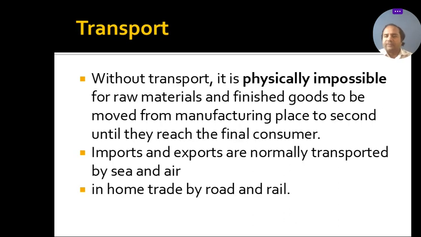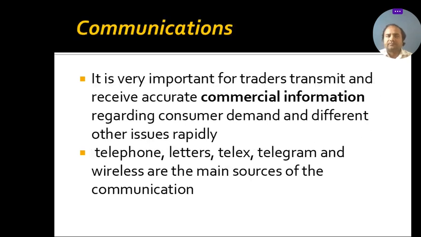Transport. Without transport, it is impossible for the manufacturer to transfer goods from the factory to the consumer. You need a fast transport system for the physical transfer of goods from one place to another. In international trade, you use sea and ship transport for import and export purposes, and in home trade, you generally use road and rail transport to transfer goods.